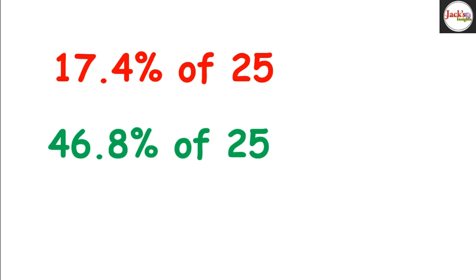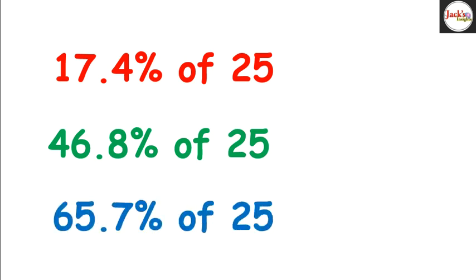How about if the rates have decimal parts? Okay, just like 17.4% of 25, 46.8% of 25, and another 65.7% of 25. So same process, we're going to get the half of the half. Okay, or 1/4, 25%.